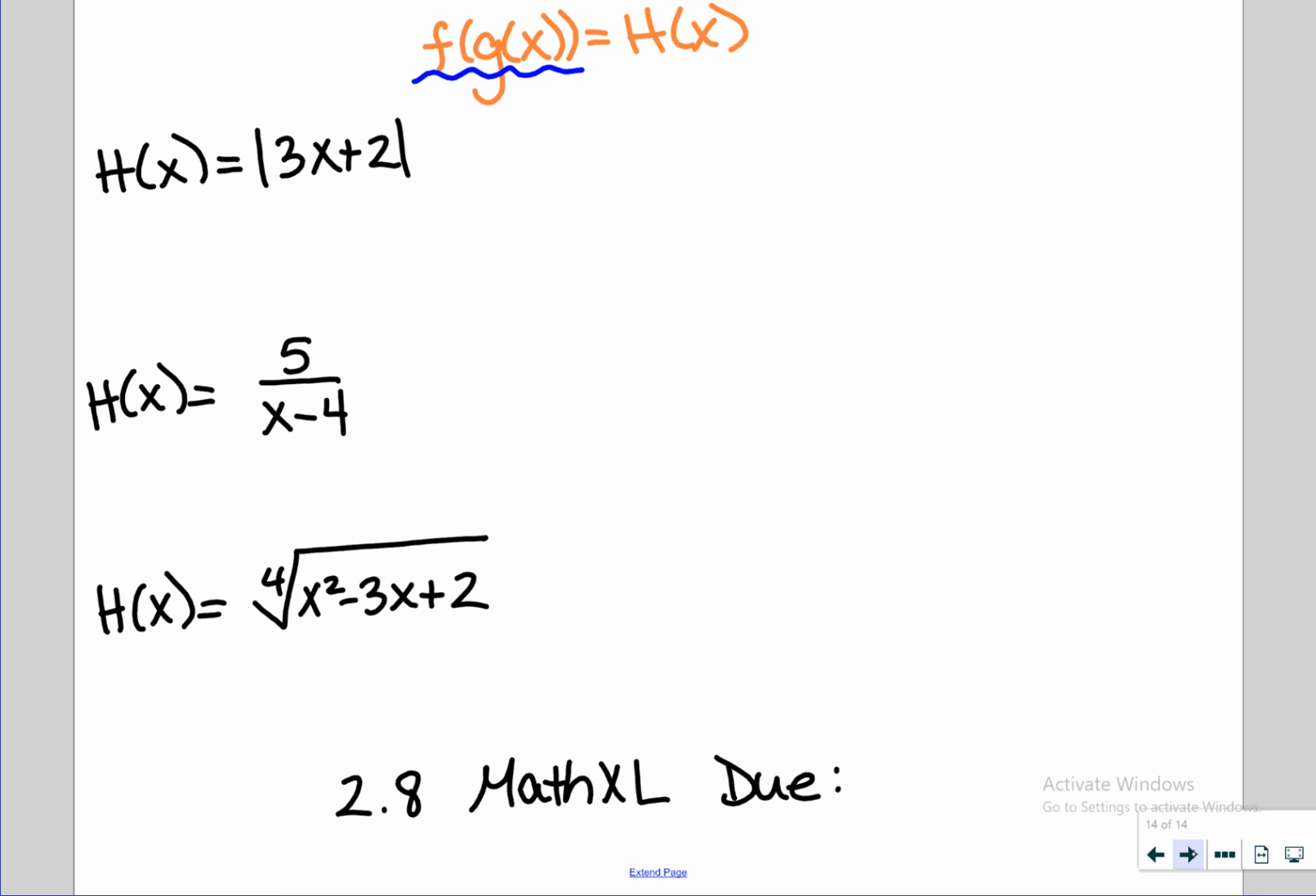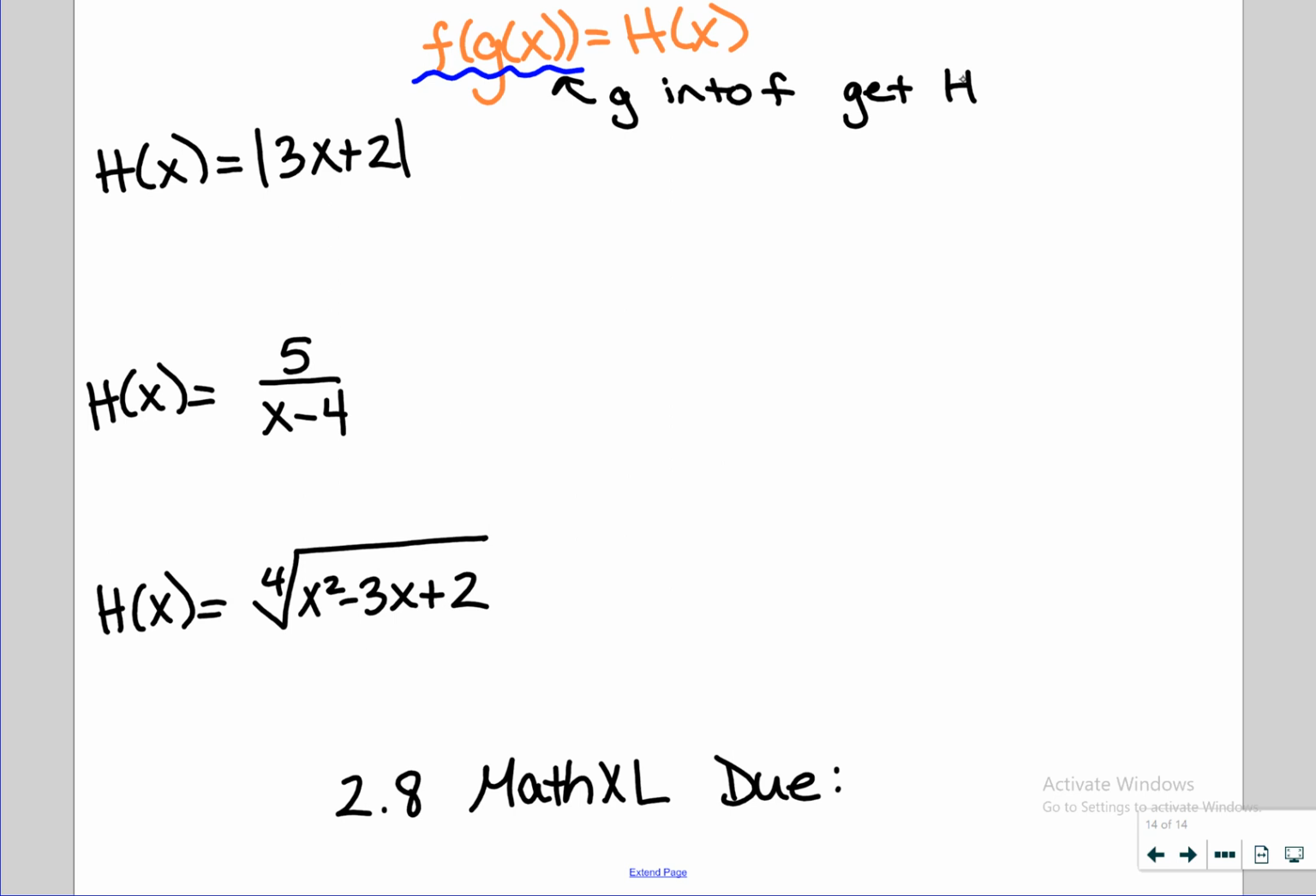So Math Excel is going to tell you, I've got this function h. I put two functions together to get function h. We're going to work backwards. Can you tell me two functions that if I plug one into the other, this would be my answer? They're going to ask you in a certain way. They're going to say f of g of x equals h of x, which means if I'm looking at that notation, I want to ensure that if I plug g into f, I get h. That's what that statement means.